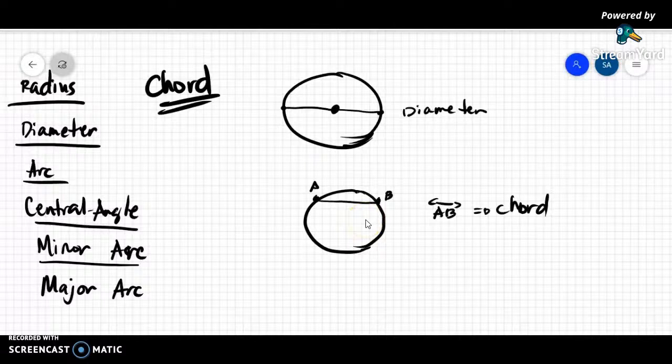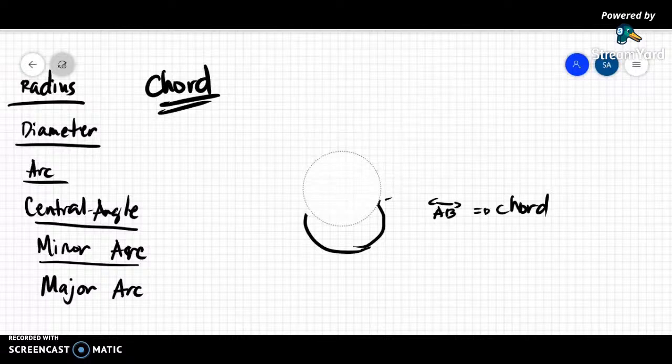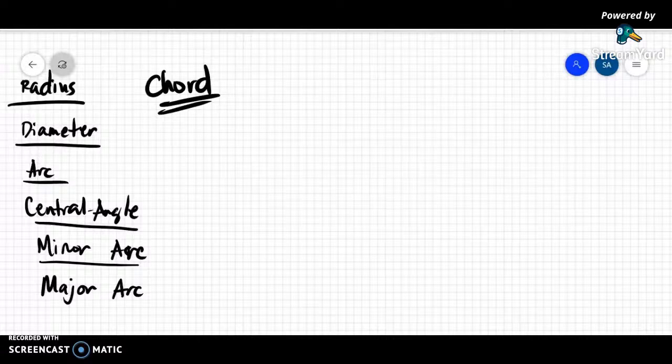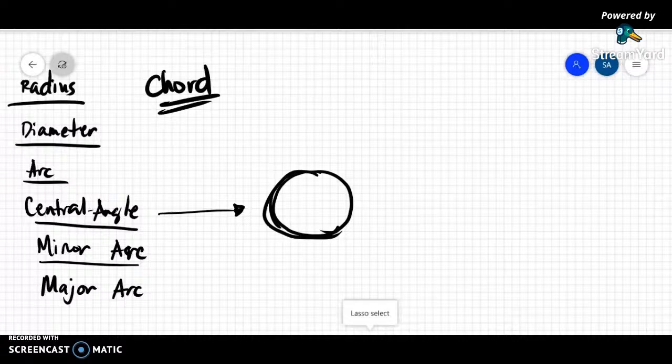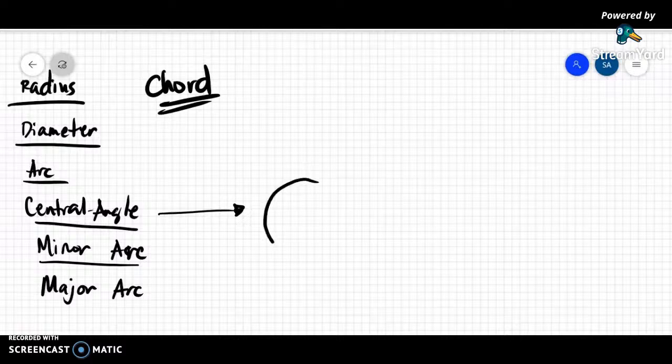Okay, next one, we have the central angle. From the word central, it touches the center of the circle and it forms an angle. Okay, kaya siya tinawag na central angle. So let's try to illustrate it by drawing a circle again. Let's draw a circle. Kunwari circle yan. Di perfect yung circle. Okay. Good. Let me change it. Let's have another circle.